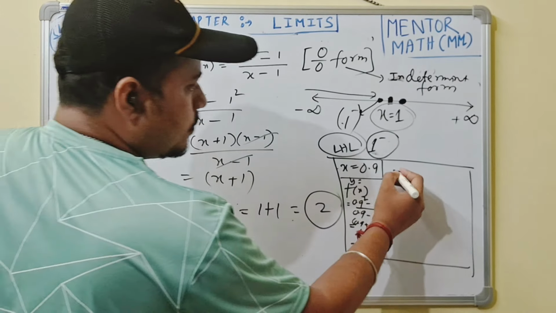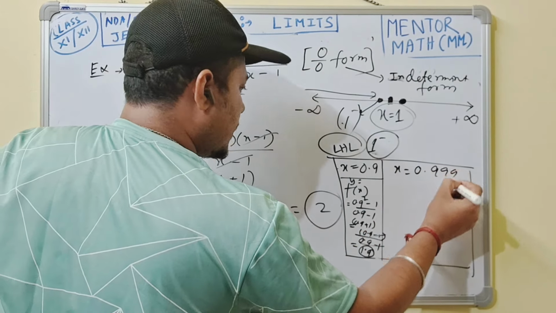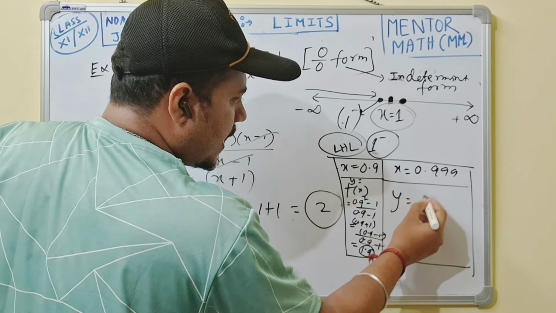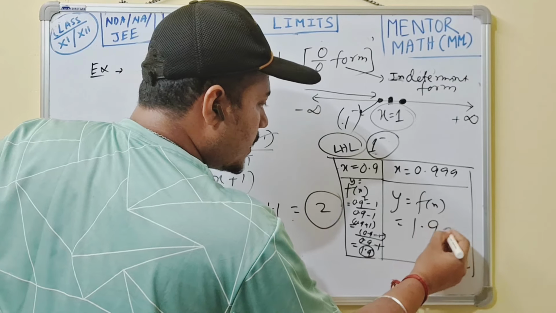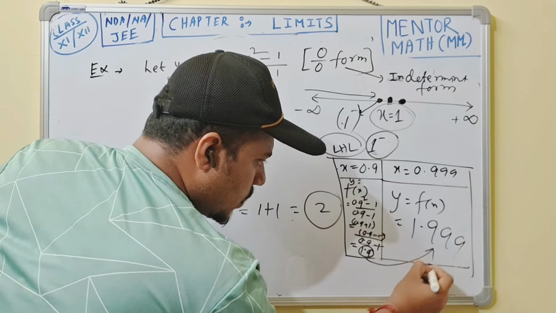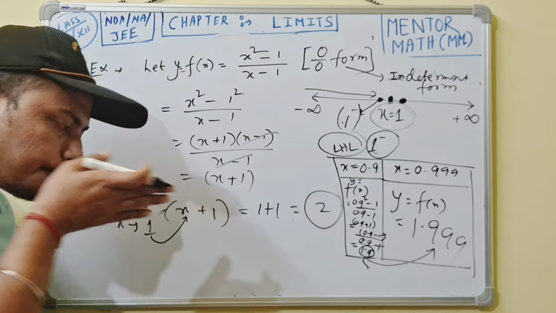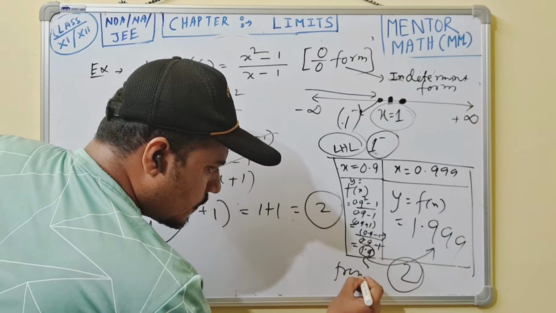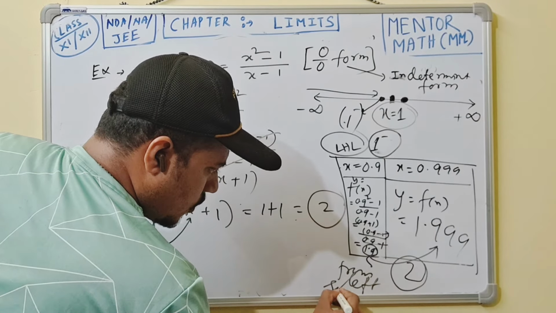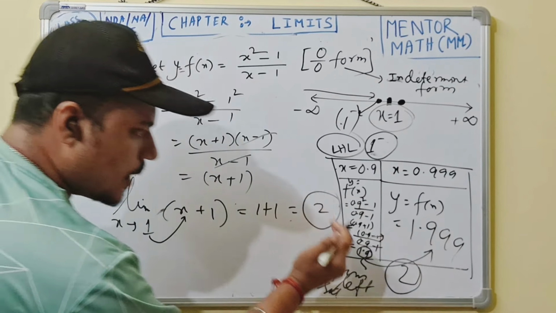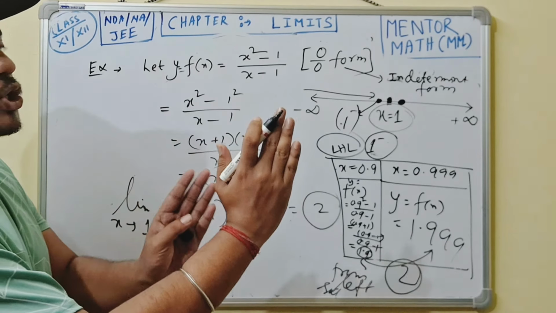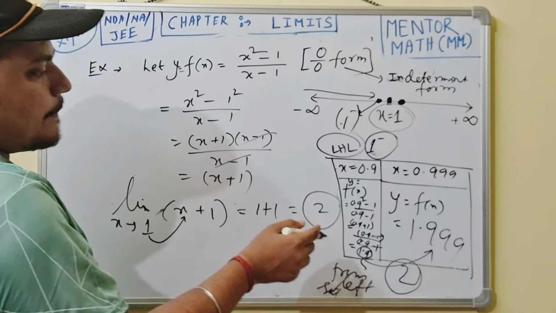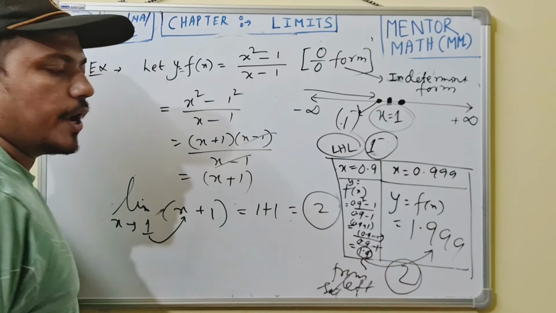Look at this. If I put x equal to 0.999, or again you can take more values close to 1 from the left side, similarly you can find y equal to f(x) is equal to 1.999. So look at these values. Actually, these values approach 2 from the left side, because 1.999 and 1.9 are all numbers belonging to the left hand side of 2. So you see that the left hand side approaches 2 for the particular point 1.